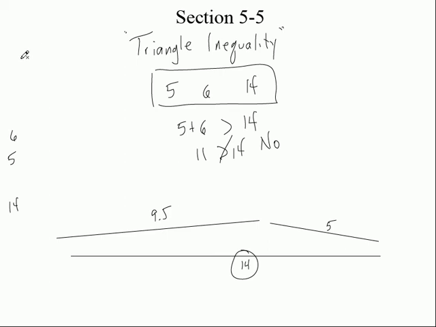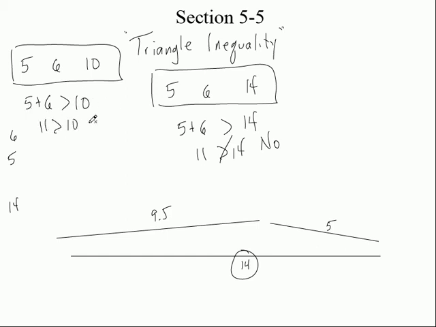Give me some lengths that you could make a triangle. Let's go 5, 6, and let's say 10. Can you make a triangle with sides 5, 6, and 10? Yeah, because what do you do? You take the 2 smaller ones, 5 and 6, and it has to be greater than what? 10. Is this greater than 10? Absolutely. 11 is greater than 10, so yes. We say yes. We can make a triangle.